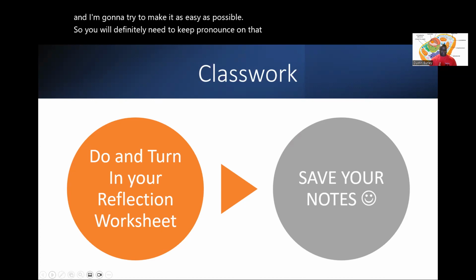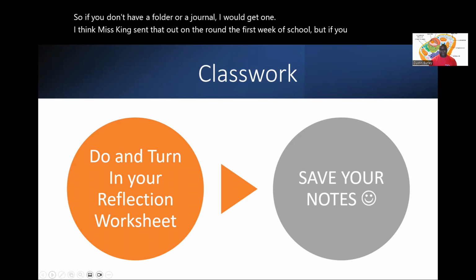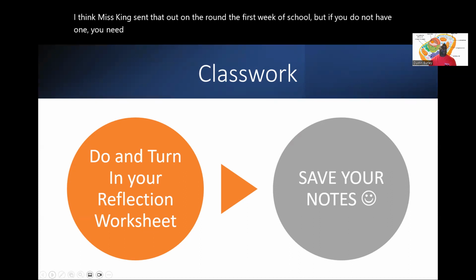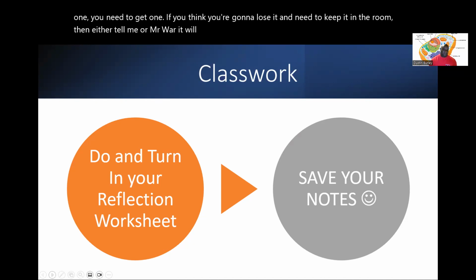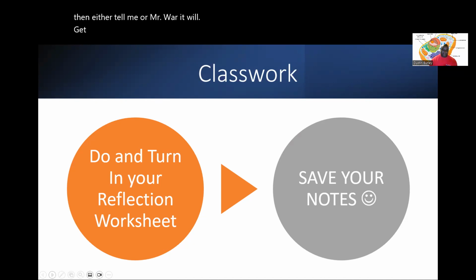So if you don't have a folder or a journal, I would get one. I think Miss Coots sent that out around the first week of school. But if you do not have one, you need to get one. If you think you're gonna lose it and need to keep it in the room, then either tell me or Mr. Ward and get something for you to put them in.